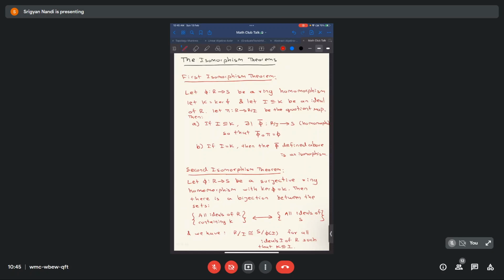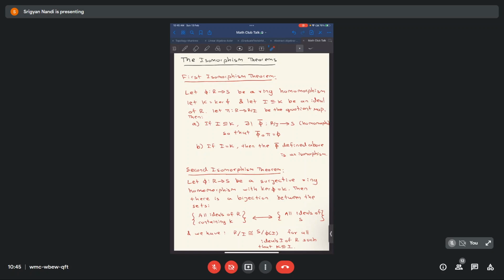So we start with the first isomorphism theorem. It assumes that phi is a homomorphism from a ring R to a ring S, and capital K is the kernel of phi. And we assume that I is an ideal contained in the kernel. The kernel itself being an ideal, we assume that I is a smaller ideal contained inside the kernel of phi. And then we consider the quotient map defined before, the standard quotient map, which takes an element r of R to the ideal shifted by r. So it's a theorem in two parts. The first one is the general case.